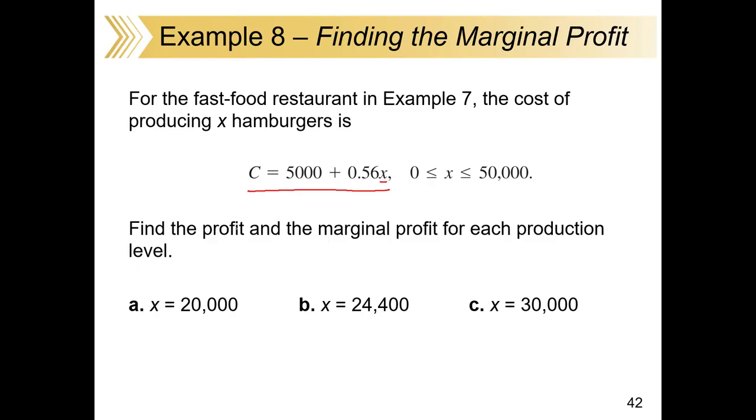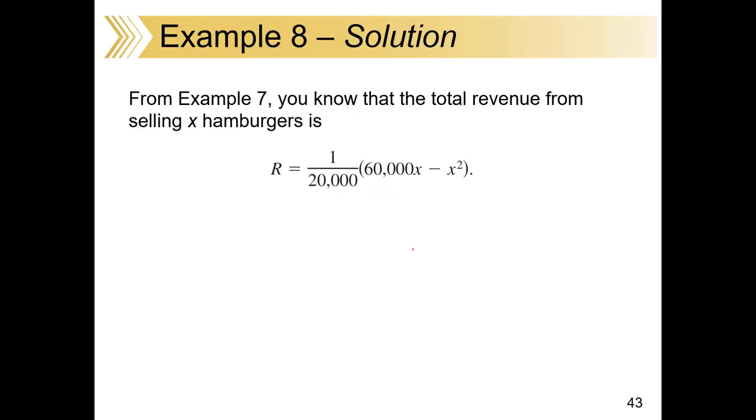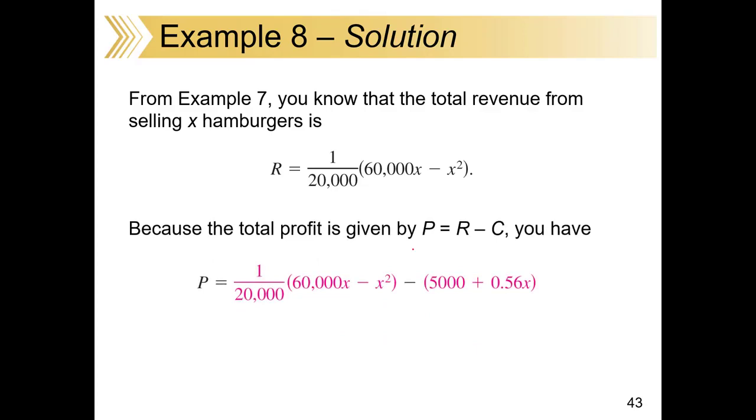So we're going to first find out what the profit function is. Then we can differentiate to get the marginal profit. When we get this part right here, then we'll put the 20,000 in for it, the 24,400 in for it, and the 30,000 in for it to get the marginal profits. So first of all, there's our revenue. We've seen that before. Get the total profit. It's the revenue minus cost. Gives us the profit function.